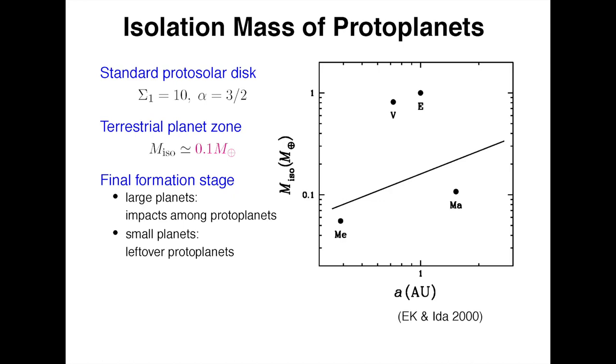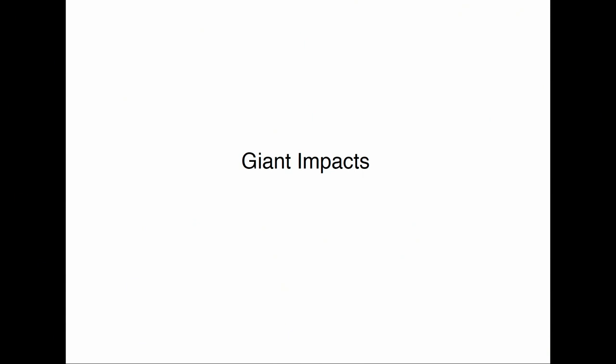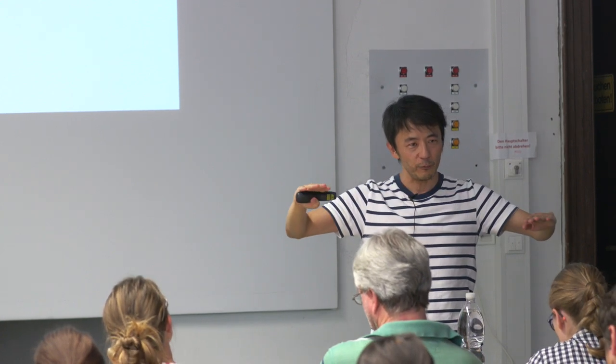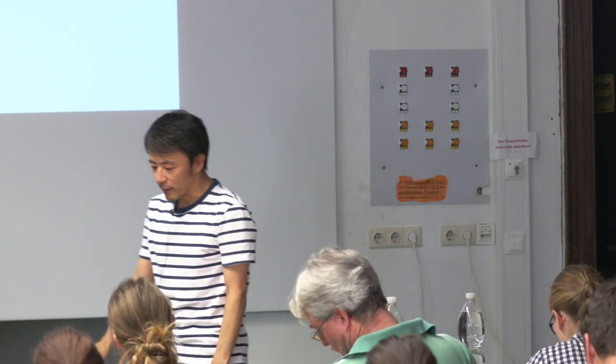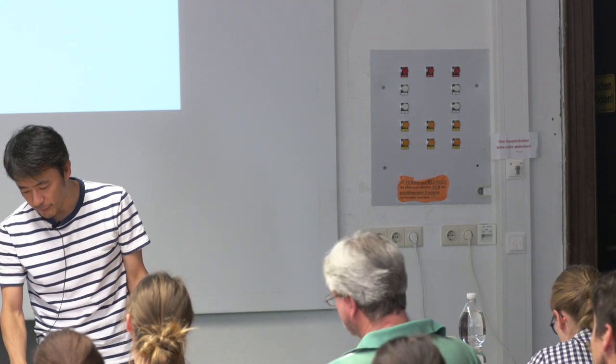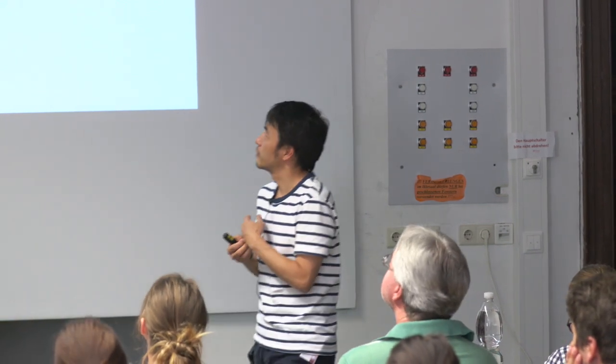So that's why there are two populations. But is it really true? Let's test it. So far, from dust to planetesimals and then protoplanets or embryos, we have, right? Then the last stage of terrestrial planet formation is the giant impact stage.